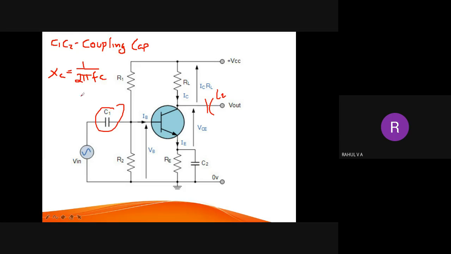Now tell me, if frequency is more, what will be the value of Xc? If the frequency is high, will Xc be higher or lower?